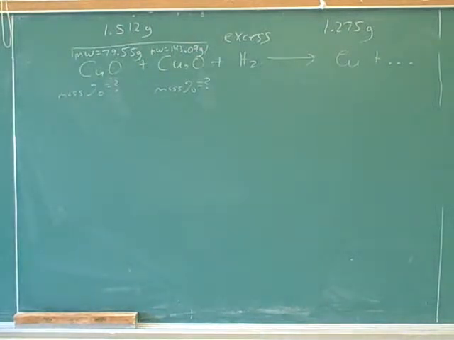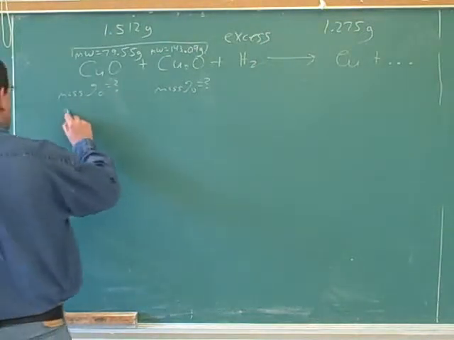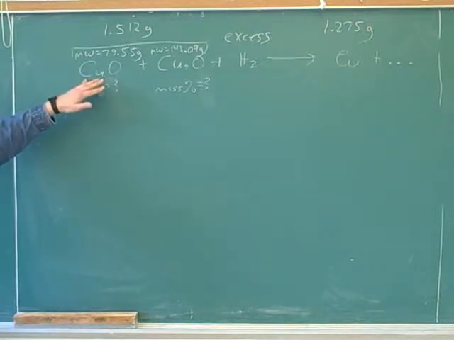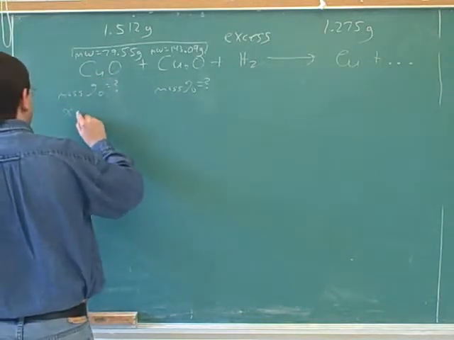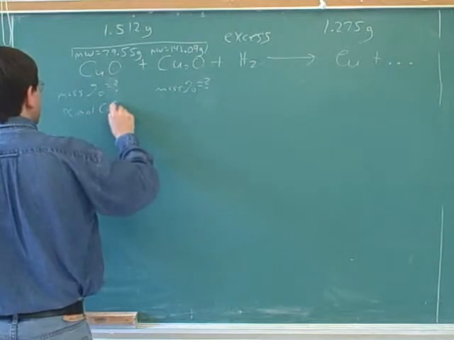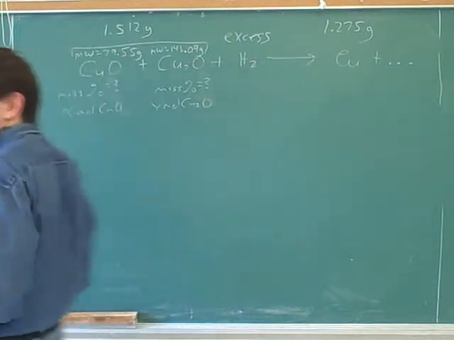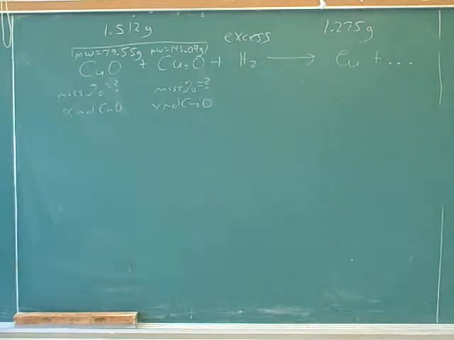Okay, you have the moles of each, right? So what should we define X and Y as? X is the moles of CuO. I think we're best off saying that X is the number of moles, not the number of grams, because usually we want to work with moles. So we could say that we have X moles of CuO and Y moles of Cu2O. So then what equation does that give us?